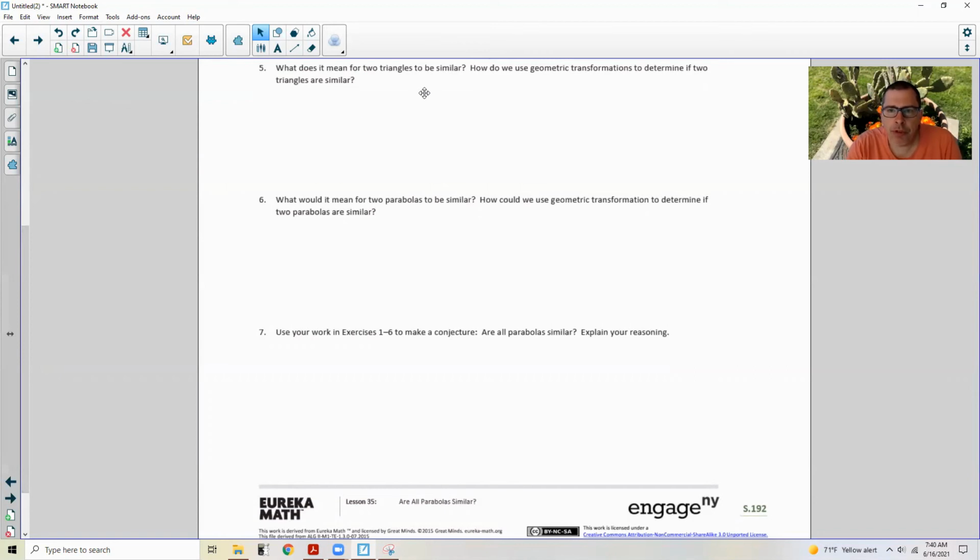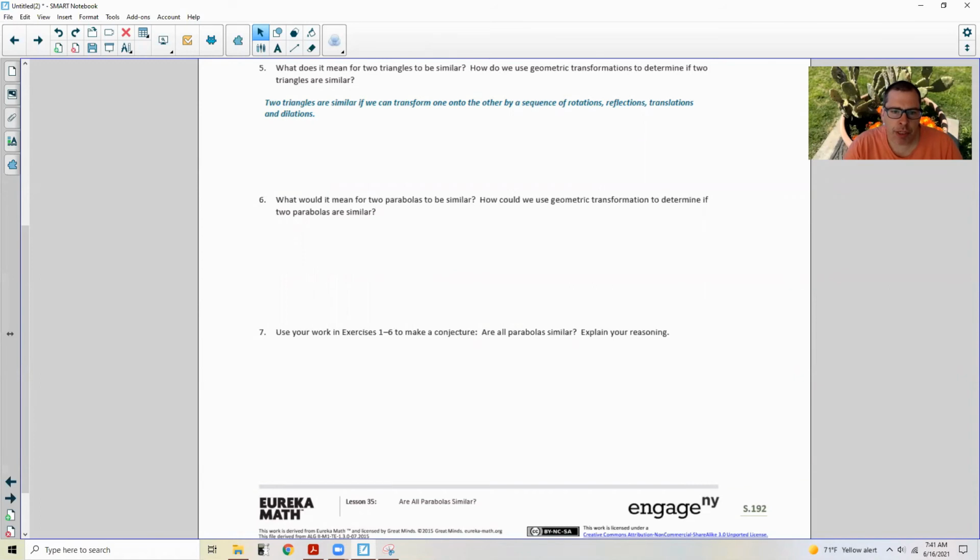So how do we use geometric transformations to determine if two triangles are similar? Well, we rotate them and we shift them and we dilate them to see if they would land on top of the original. So is the image identical to the pre-image after transformations? Two triangles are similar if we can transform one onto the other by a sequence of rotations, reflections, translations, and dilations. There you have it.